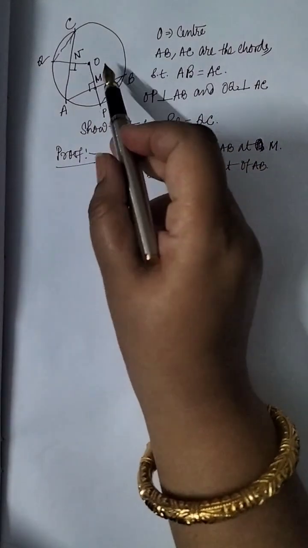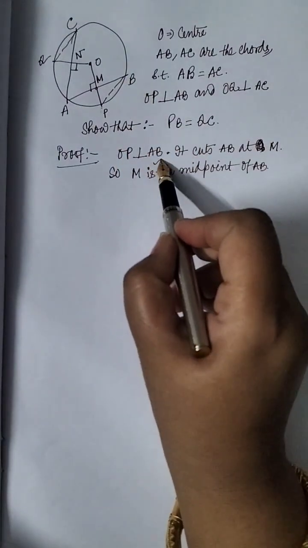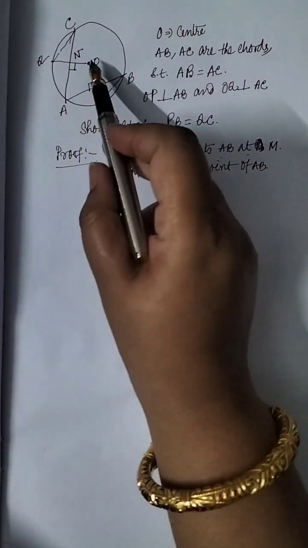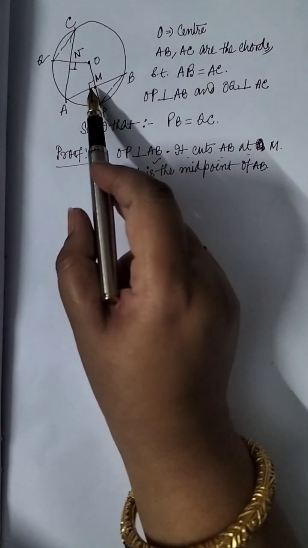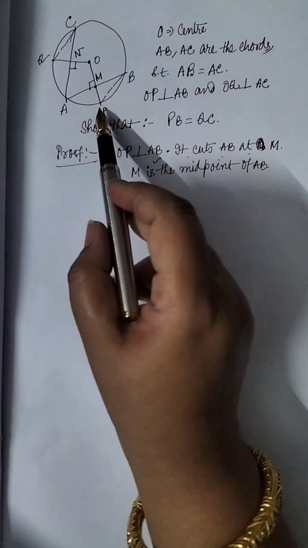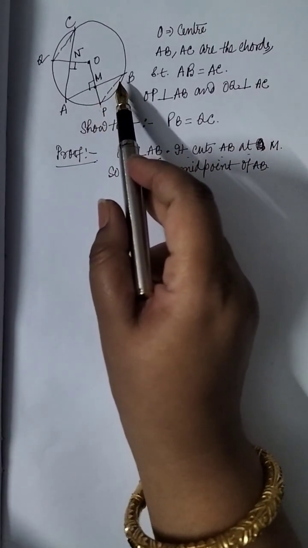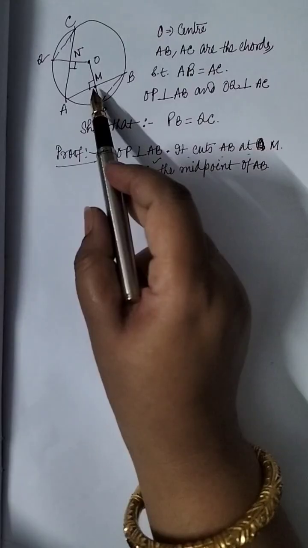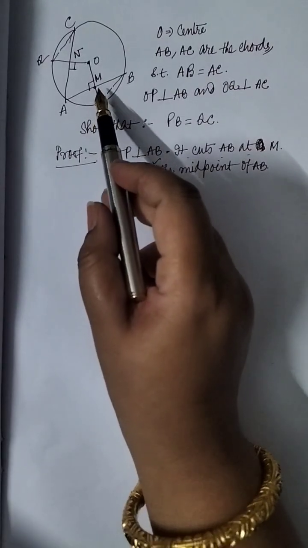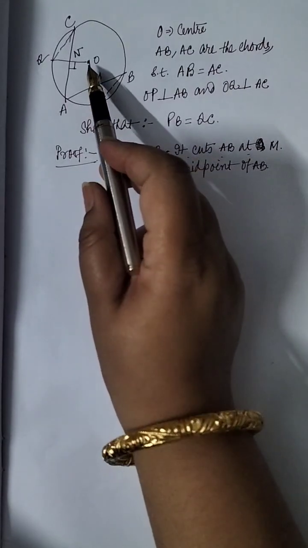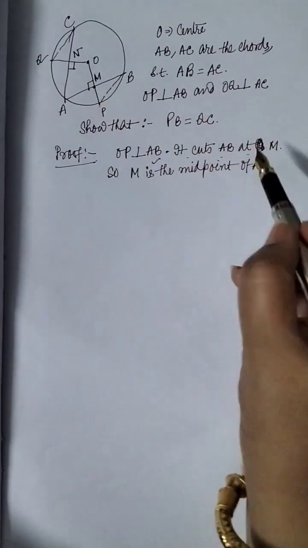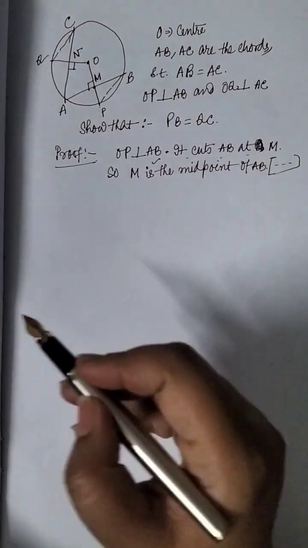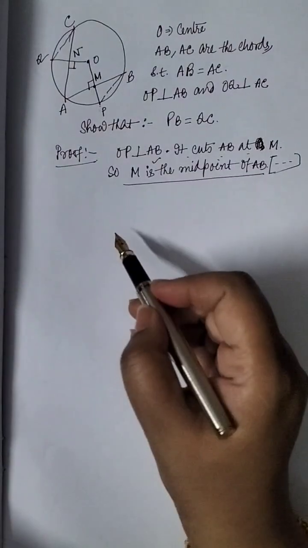Let's explain it. OP is perpendicular to AB. It cuts AB at M. So we can say M is the midpoint of AB. Why? Because we know if a perpendicular is drawn on a chord which is not the diameter of the circle, then it bisects the chord. I repeat, if a perpendicular is drawn from the center of the circle to a chord which is not a diameter, then it bisects the chord. You have to state the reason by the side. Okay? So here we get M is the midpoint of AB.